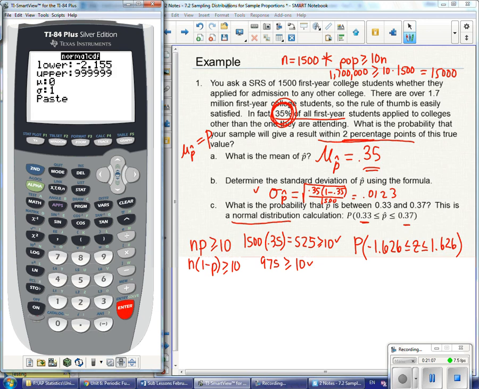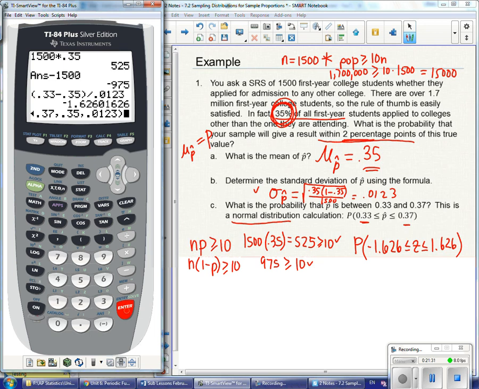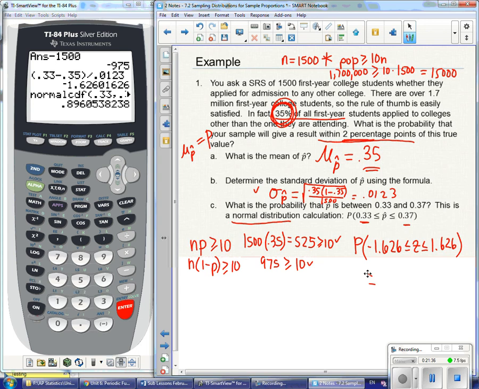And it doesn't matter if you want to use the parameters for p hat or z, just be consistent. So if I want to use p hat, my lower bound is 33%, my upper bound is 37%. And notice that when you're dealing with p hat, you want to make sure you're entering everything as a decimal. My parameter for the mean is 35%, and the standard deviation is 0.0123. You don't want to enter whole values. Okay, and so the probability of this occurring is going to be 0.896.